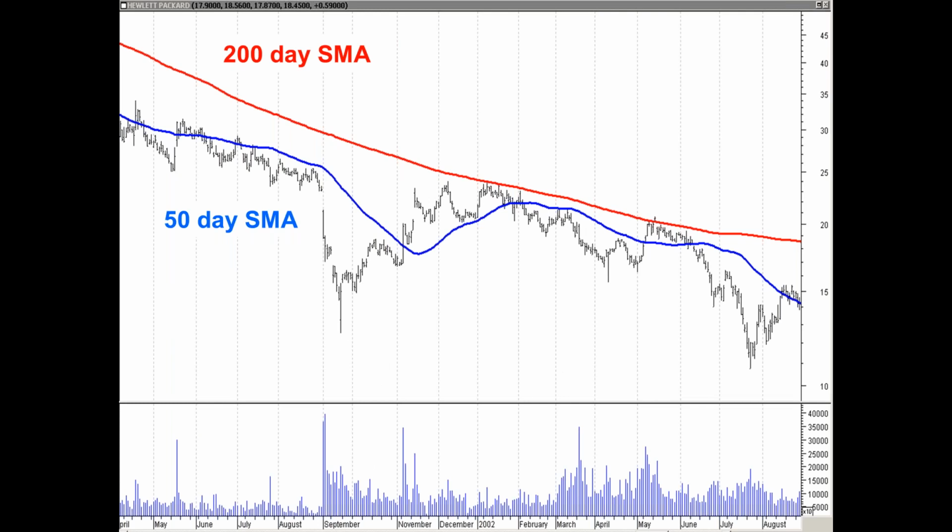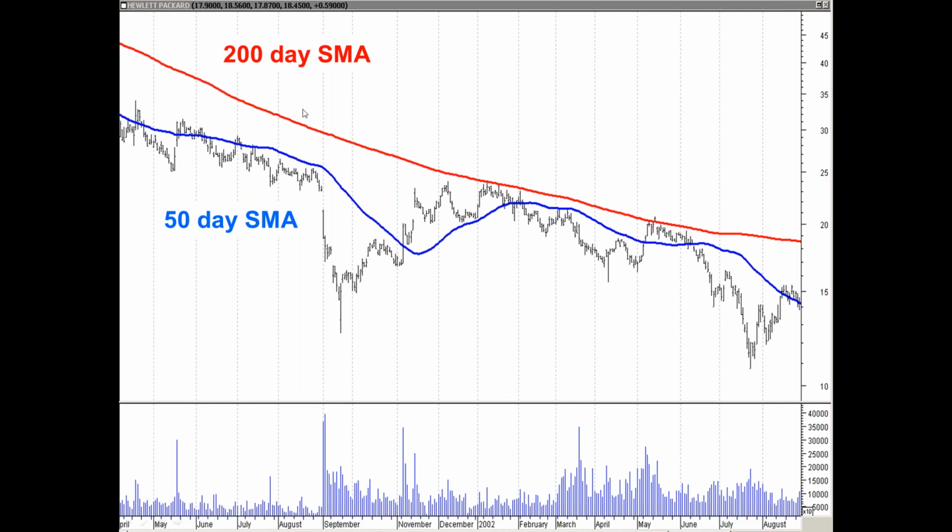So here's an example. Here's a real price chart again. This is Hewlett-Packard, and I've drawn two different simple moving averages on this price chart. In blue, we have the 50-day simple moving average, and in red, we have the 200-day. And we could actually use these two simple moving averages in quite different ways.